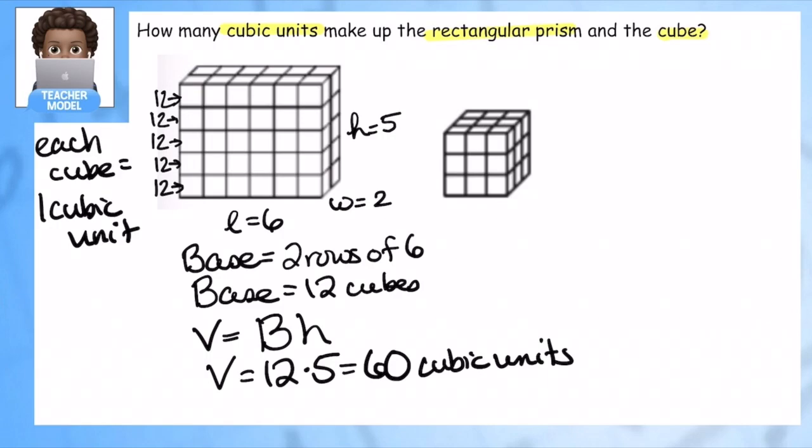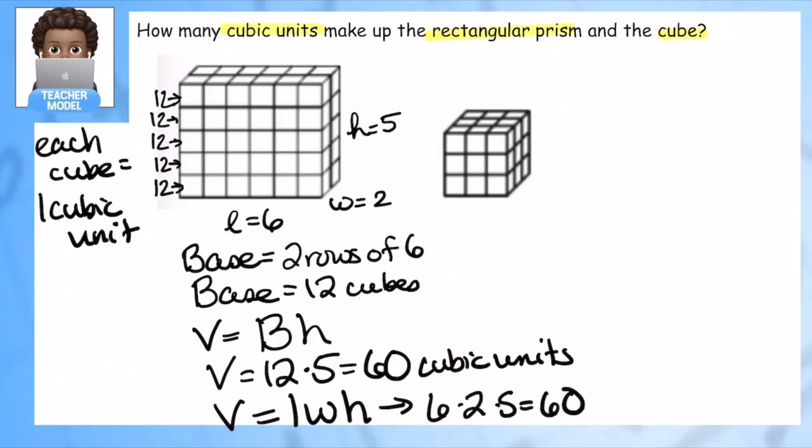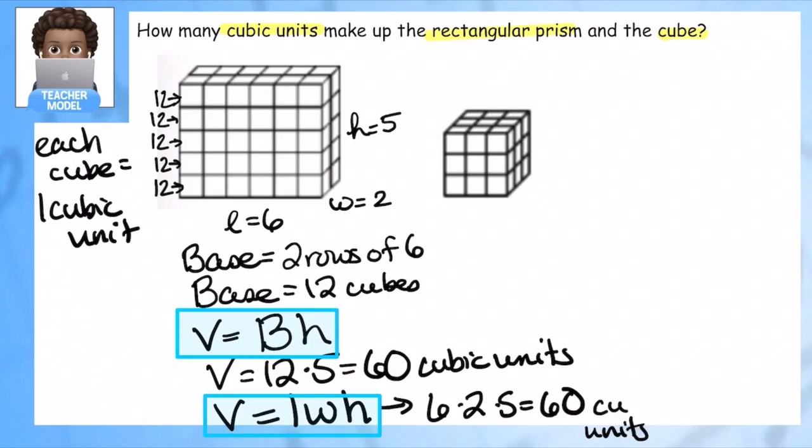Now another way I can look at this is just say my volume is my length times my width times my height. It's still going to give me the same 60. 6 times 2 times 5 is still 60 cubic units. So here's our first formula. I'm going to just box it. We can either use base times height or length times width times height.